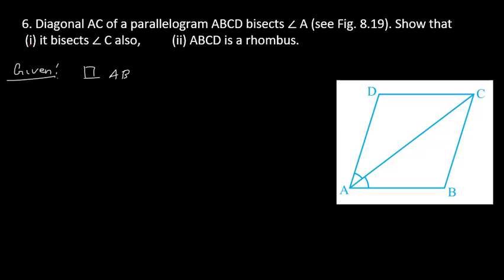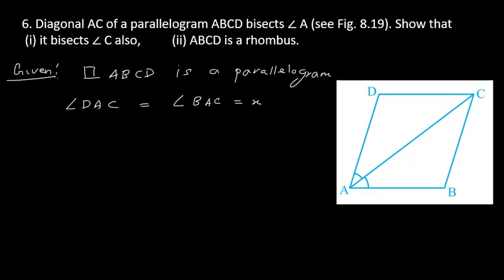Quadrilateral ABCD is a parallelogram, and second given is that angle DAC is equal to angle BAC is equal to, I will take X. Okay, say in bracket I will write, let us say that these two angles are equal and each angle is X, right? This will help me to prove.